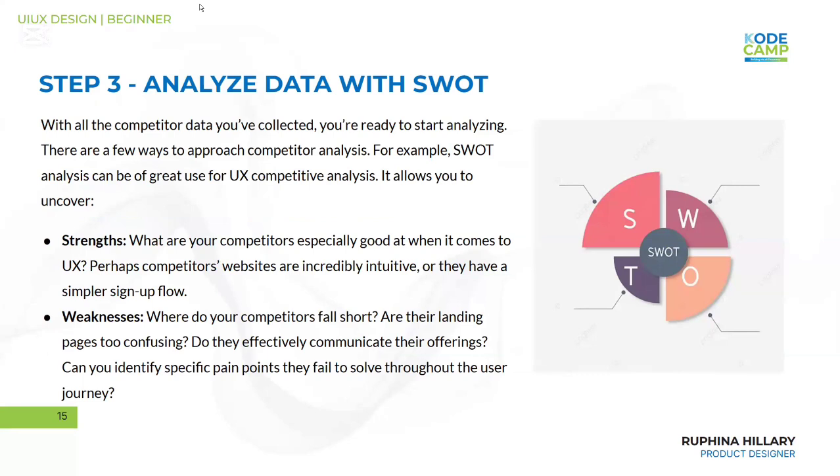So strengths: what are your competitors especially good at when it comes to UX? Perhaps their websites are incredibly intuitive, or they have a simpler sign up flow. Maybe their designs are very pretty to look at. It's very eye catching, very minimalistic or simple to use. Sometimes when you see an application and you're trying to build something similar, you see how good it is and you just feel discouraged because they already did very well in that particular application.